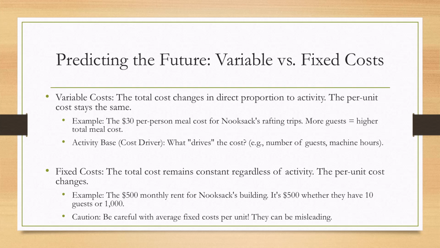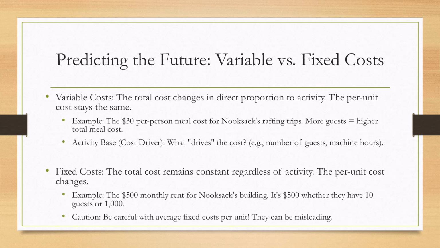This activity that drives the cost, like the number of guests or machine hours worked, is called activity base or cost driver. Conversely, a fixed cost is a cost whose total amount remains constant, regardless of the level of activity within a relevant range. For Nooksack, their $500 monthly rent for their equipment building is a fixed cost. They pay $500 whether they serve 10 guests or 1,000 guests. But notice what happens to the per unit cost. If they have more guests, the average rent cost per guest goes down.